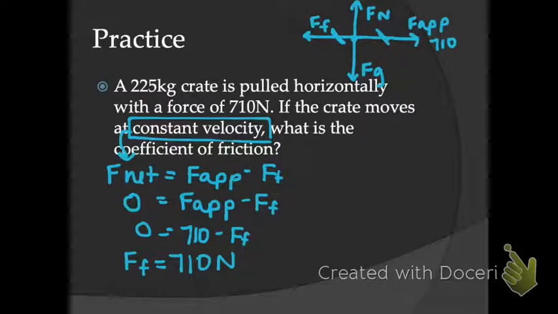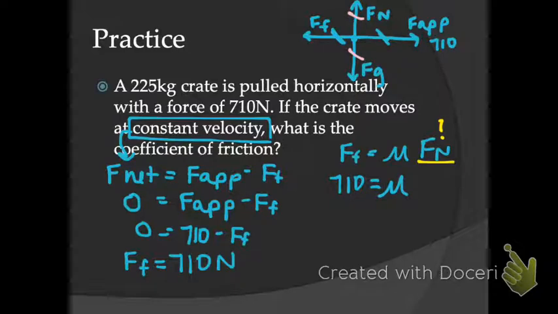Okay, we don't want the frictional force, we want the coefficient of friction. So if we take force of friction equals coefficient times the normal, I know my force of friction is 710. I'm solving for the coefficient, but we need the normal force. In this problem, do we have any vertical acceleration? No. And we only have 2 vertical forces, which means my normal force in this case has to be equal to my gravitational force.